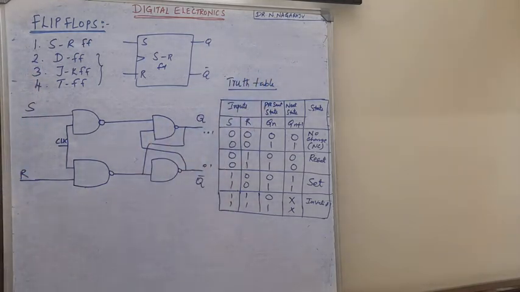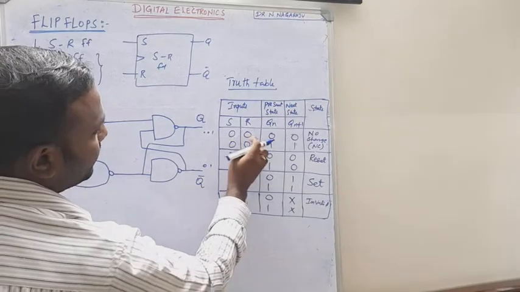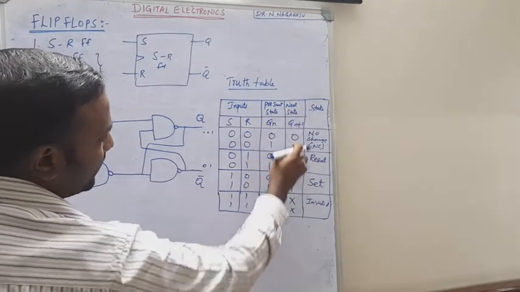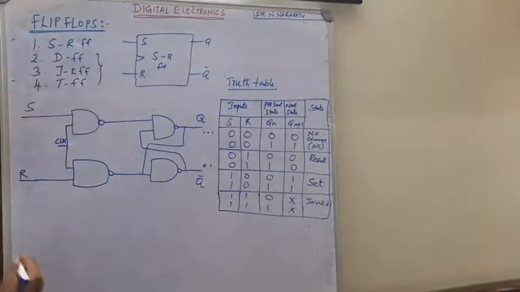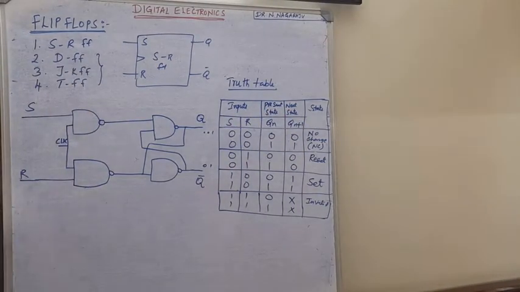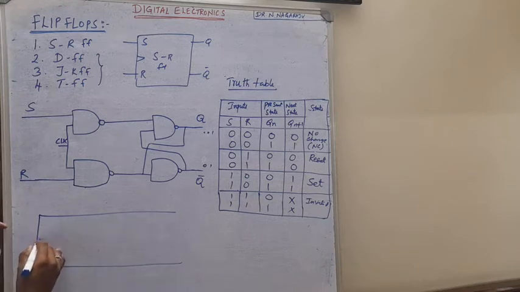Now I am going to find the characteristic equation. For finding the characteristic equation, you have to construct the truth table. Here the inputs are S, R, Qn, which are three inputs, and then the next state. You have to find the characteristic equation for the next state. Now I'm going to construct the K-map for this. We are using a 3 variable K-map, so this is the 3 variable K-map.